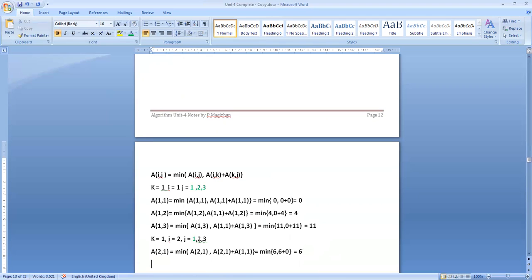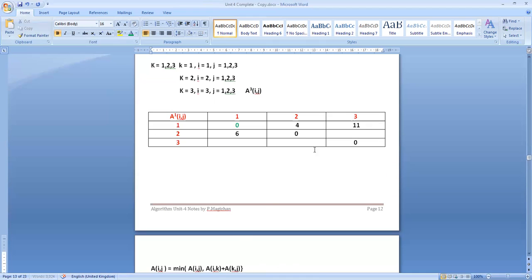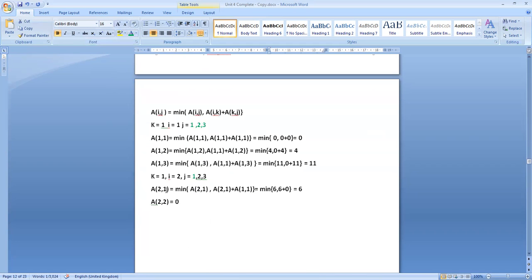Then I is equal to 2, then j will take the value of 2. So a of 2 comma 2, that I am not going to find, because you know that it is 0 only. The minimum path from the vertex to the same vertex is 0 only. So that is why I already marked it as 0. This has been found out so far when k is equal to 1.